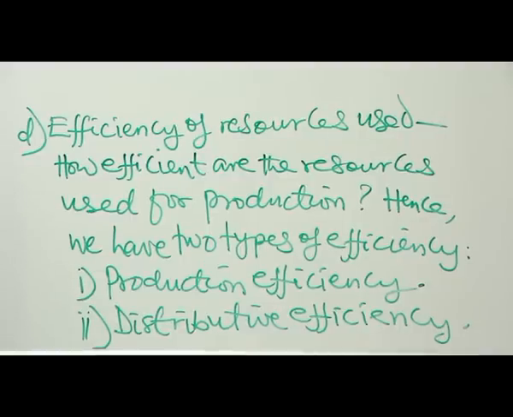Then we have distribution efficiency. If the goods produced are distributed in such a way that no one consumer in the society is better off or worse off. For example, if bread is produced at 100% and is distributed in a society that is shared into two segments. If one part of the society is given 20% of the bread produced and the other segment is given 80% of the bread produced, we know from here that the segment with 80% is better off, while the segment with just 20% is worse off.